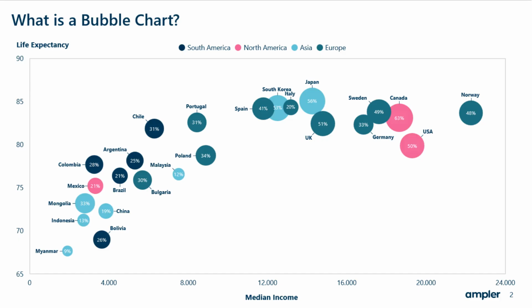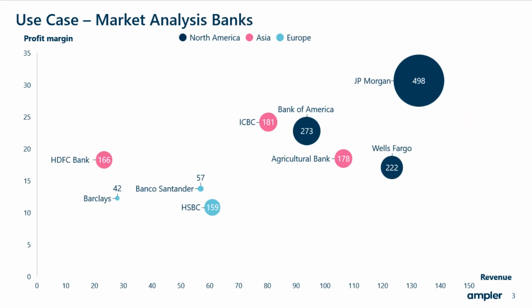Let's look at some other examples. Here is another example of a similar bubble chart showing 3 key financial indicators. In this example, we compare the biggest American, Asian, and European banks, where the x-axis represents revenue, the y-axis represents the profit margin, and the size of the bubbles represents the company's market capitalization. Further, by using color, we can add a 4th variable that is categorical. Here it indicates the region of the banks.